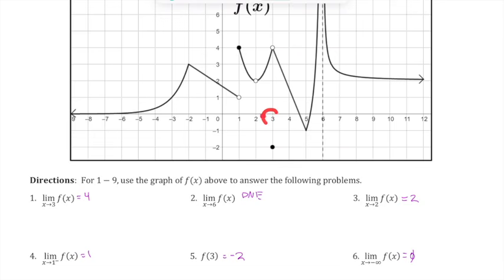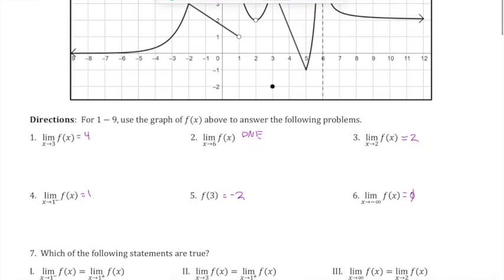So you got to look at 3 and find where the value is. We have an open dot here and a closed dot here. So f of 3 is negative 2. And then lastly, the limit as x approaches negative infinity. So we're going this way forever. It looks like there's a horizontal asymptote along the x-axis. So that would be 0. The limit as x approaches negative infinity of f of x is 0.